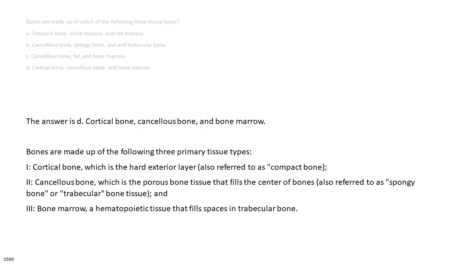The answer is D. Cortical bone, cancellous bone, and bone marrow. Bones are made up of the following three primary tissue types. 1. Cortical bone, which is the hard exterior layer, also referred to as compact bone. 2. Cancellous bone, which is the porous bone tissue that fills the center of bones, also referred to as spongy bone or trabecular bone tissue. And 3. Bone marrow, a hematopoietic tissue that fills spaces in trabecular bone.